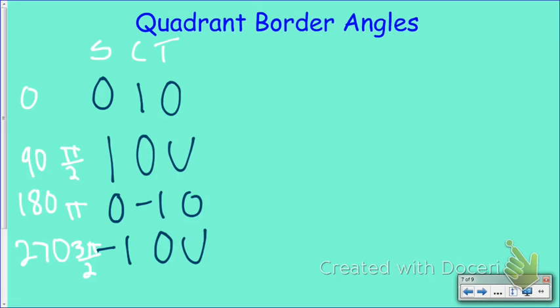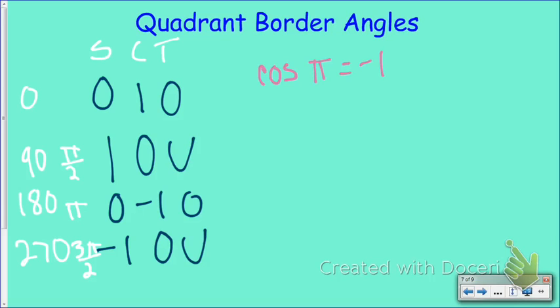Let's say I want to find the cosine of pi. So I look on my chart and I find cosine, and then I find pi, and I get -1. So the cosine of pi is -1.